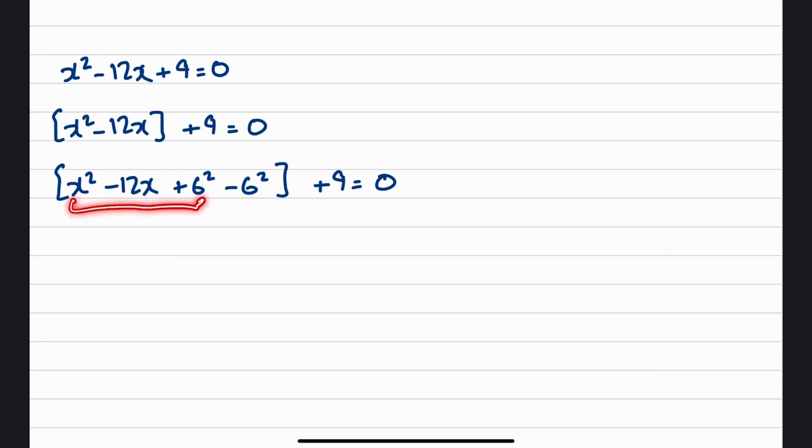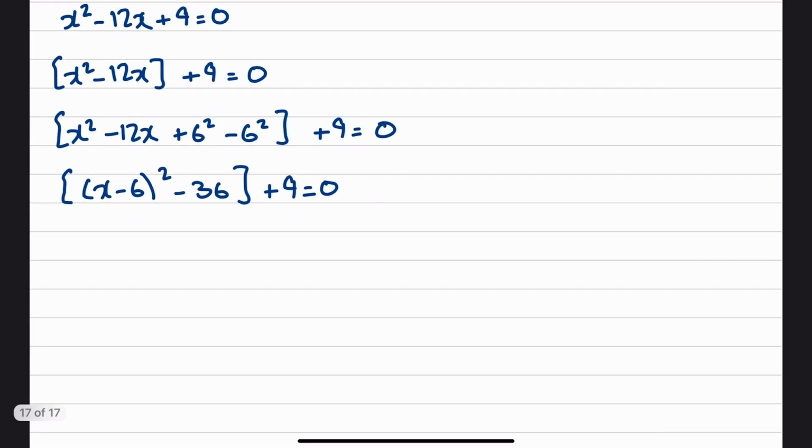And this part of the equation, a squared minus 2ab plus b squared, where a is x and b is 6, we can just collapse into our identity. So what we'll be left with inside the square parentheses is x minus 6 whole squared minus 36, because 6 squared is 36, plus 9 equals 0. So x minus 6 whole squared minus 36 plus 9 equals 0.